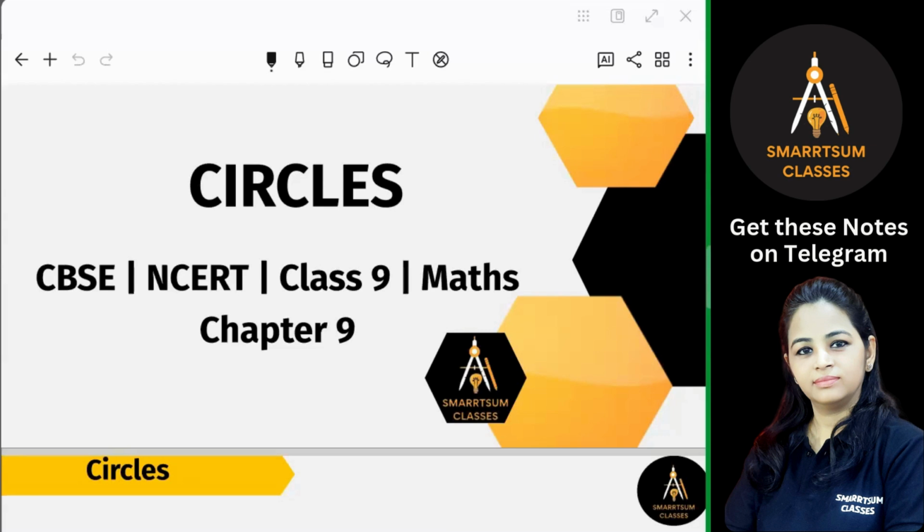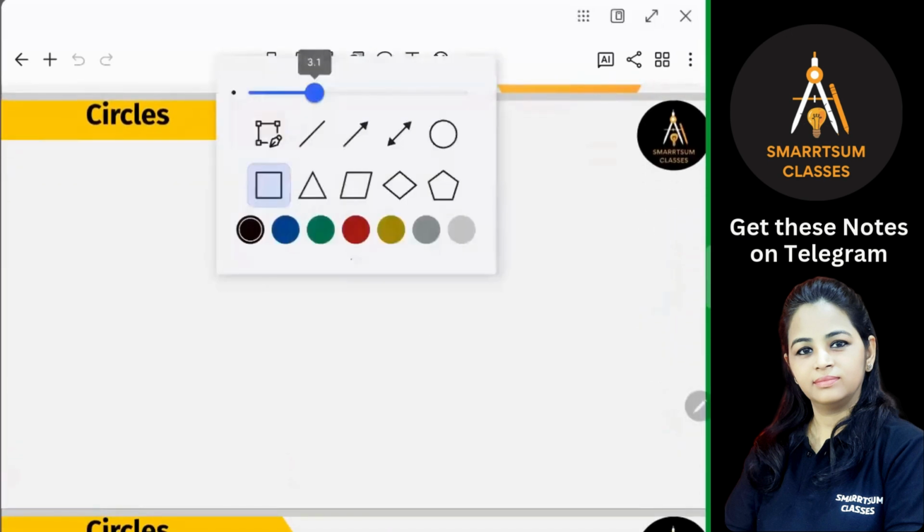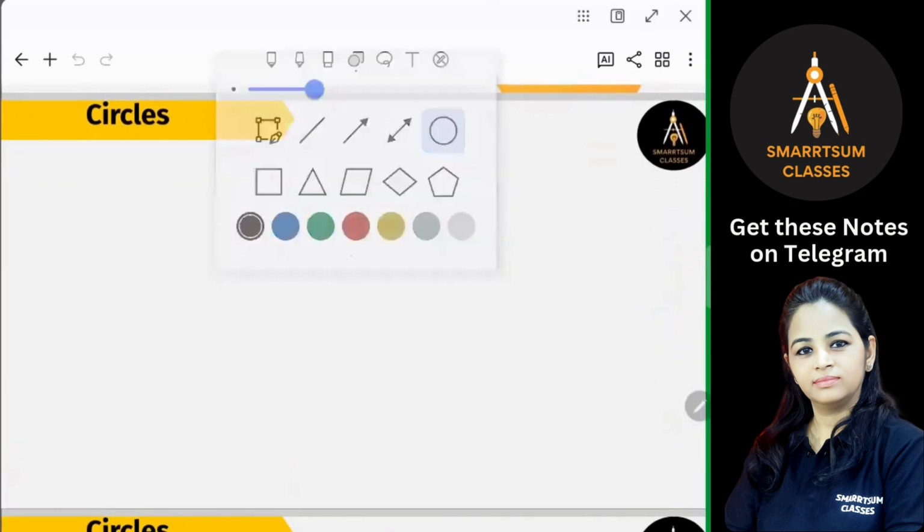There are so many terms related to a circle which we should know before understanding the theorems. Like the circumference, which is the length of the boundary. Radius, which you already know. Chord, the chord of the circle. A chord of a circle is the line segment joining any 2 points on the circle. So if we have 2 points on the circle and we join those points with a straight line, that is a chord.